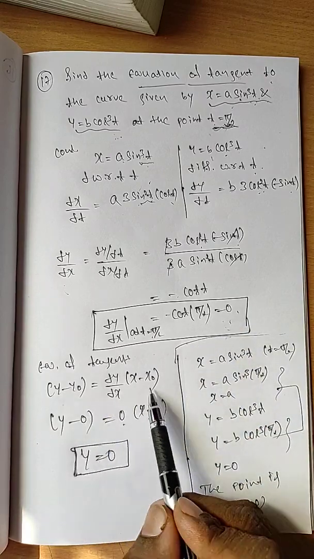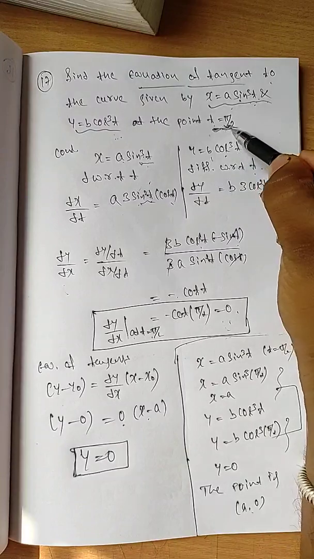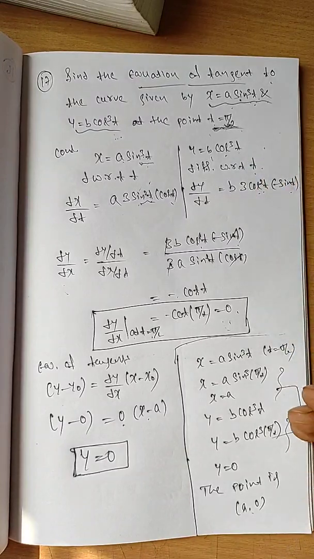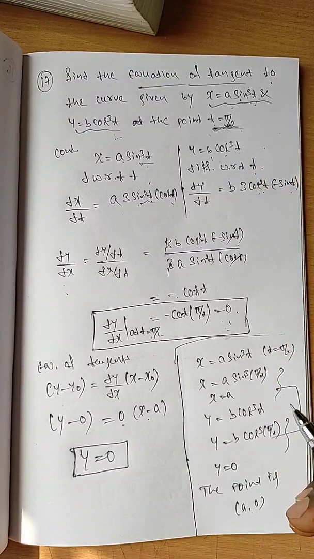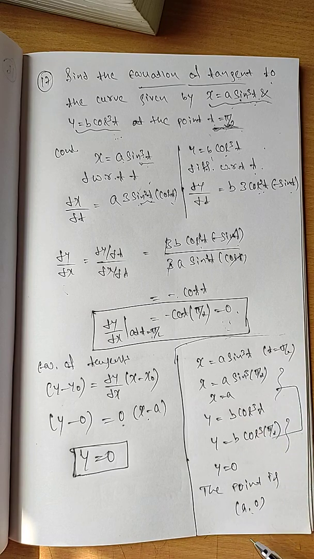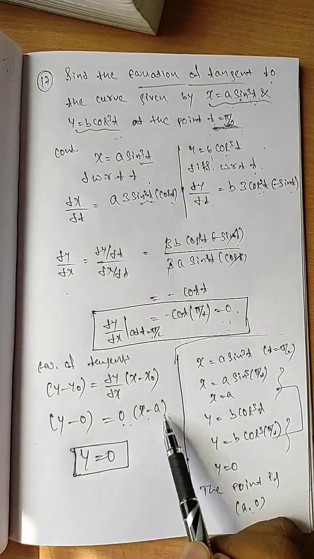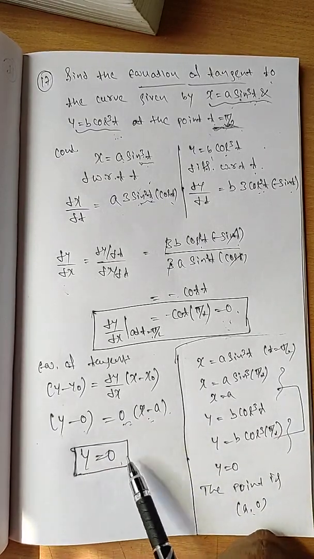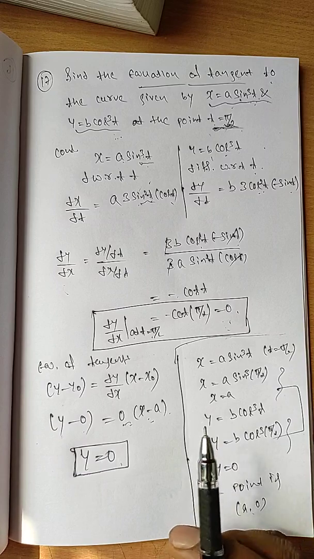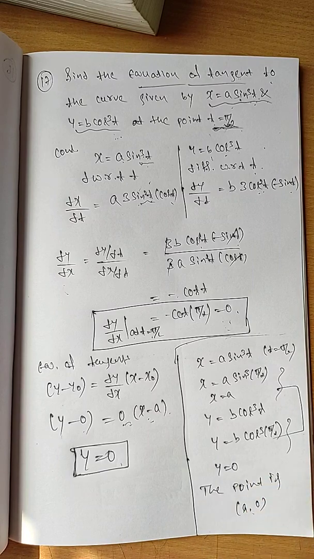Here substituting the point in the form of t is not accepted. We are finding the point in the form of x and y here. So x will become a, y will become 0, the point is a comma 0, means y minus 0 is equal to 0 into x minus a. 0 into anything is 0, so y is equal to 0 is the equation of a tangent. Okay? Is it clear? So take a screenshot of this problem, copy to your notes.